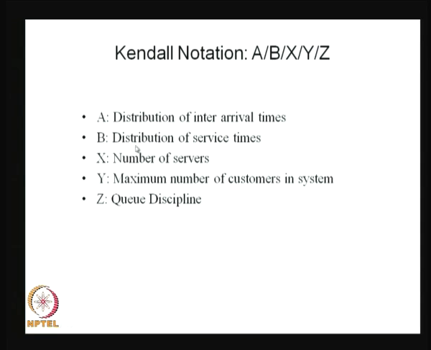The third one, X, whatever number you write, that is the number of servers in the system. The fourth one is the capacity of the system. The fifth one is the queuing discipline, whether it is first come first served, last come first served, priority, random, and so on. Now I am going to give the different possible values for these letters.